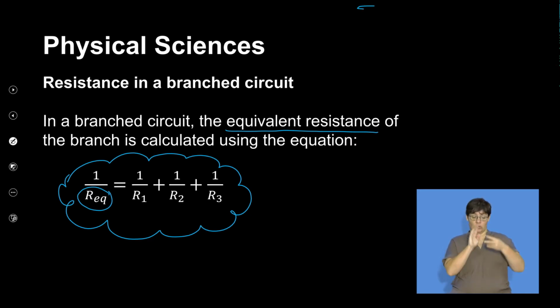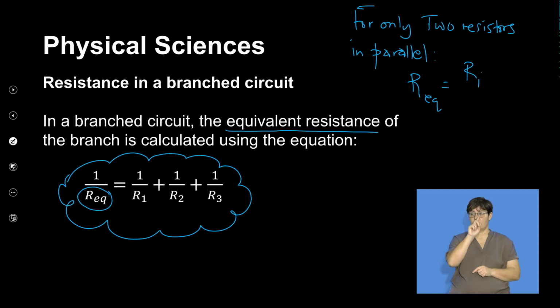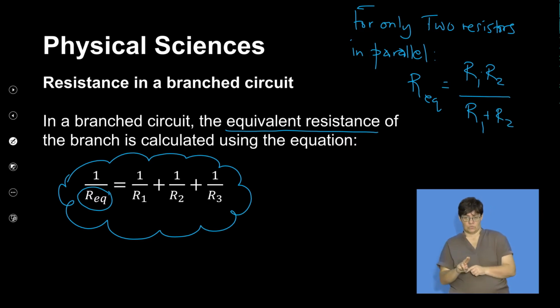However, if there are only 2 resistors connected in parallel to each other, we are able to use a shortcut. This is just a reminder: for only 2 resistors in parallel, we can use the equation R equivalent is equal to the product divided by the sum. This is only applicable for 2 resistors that are connected in parallel.